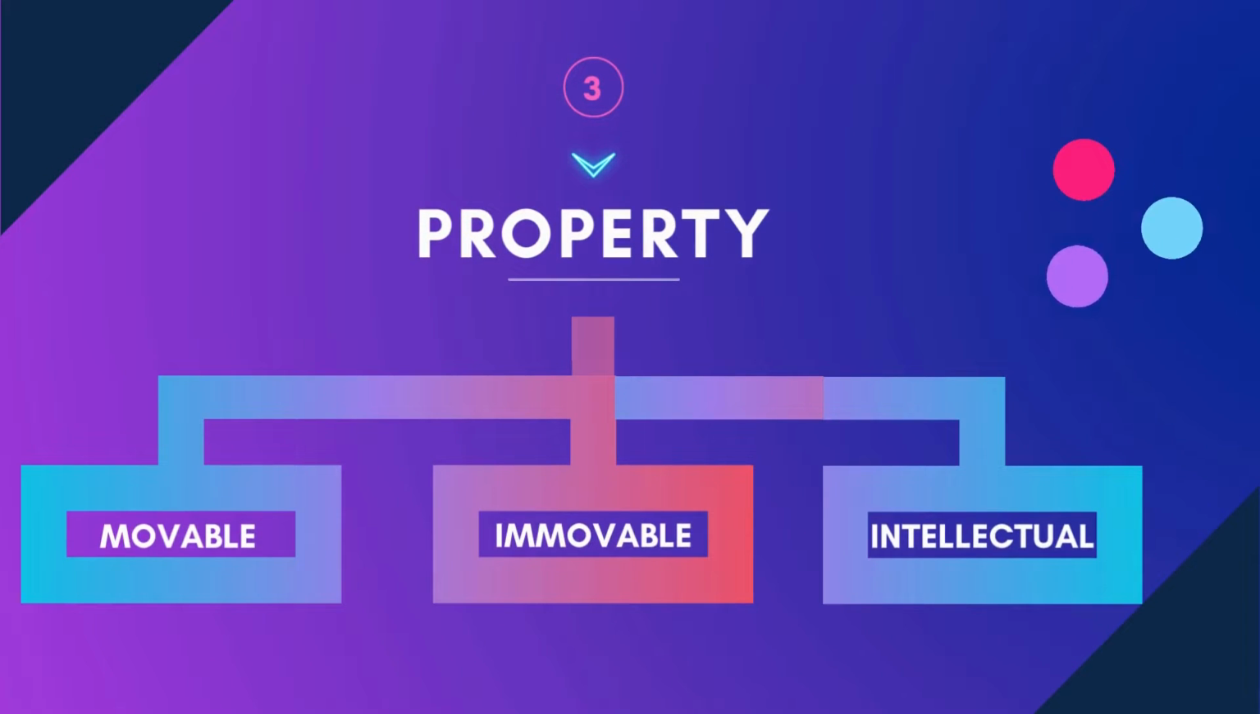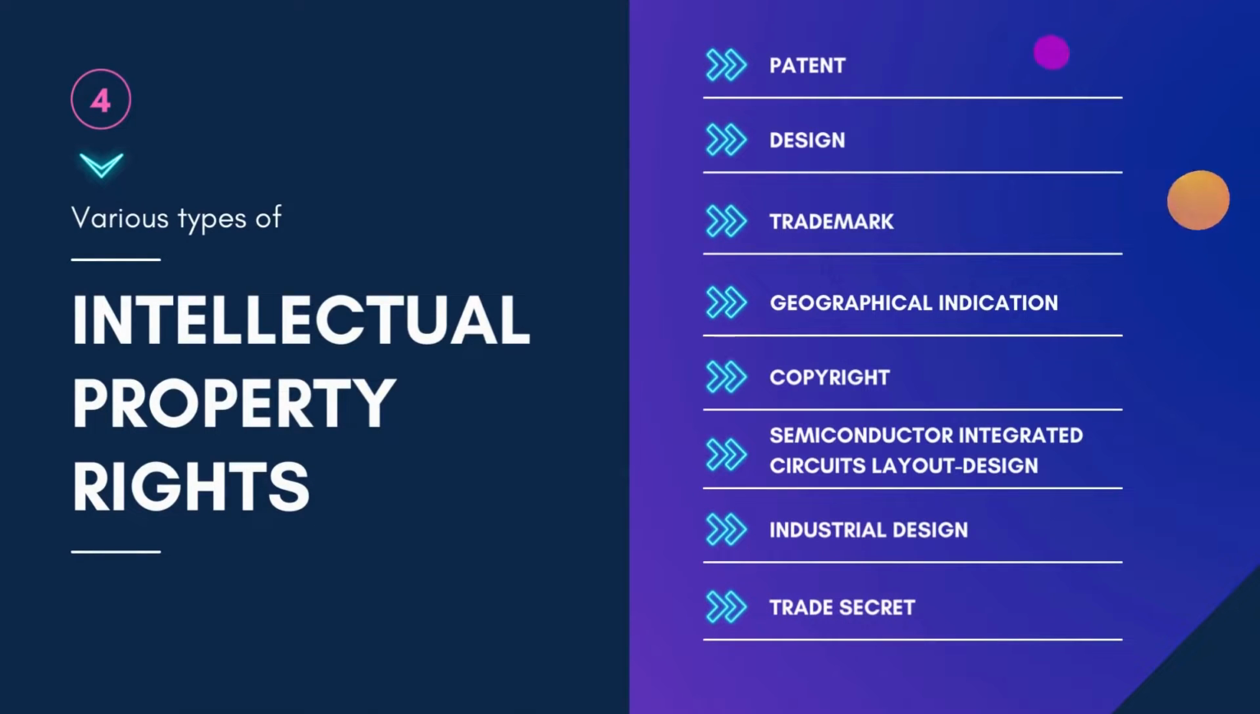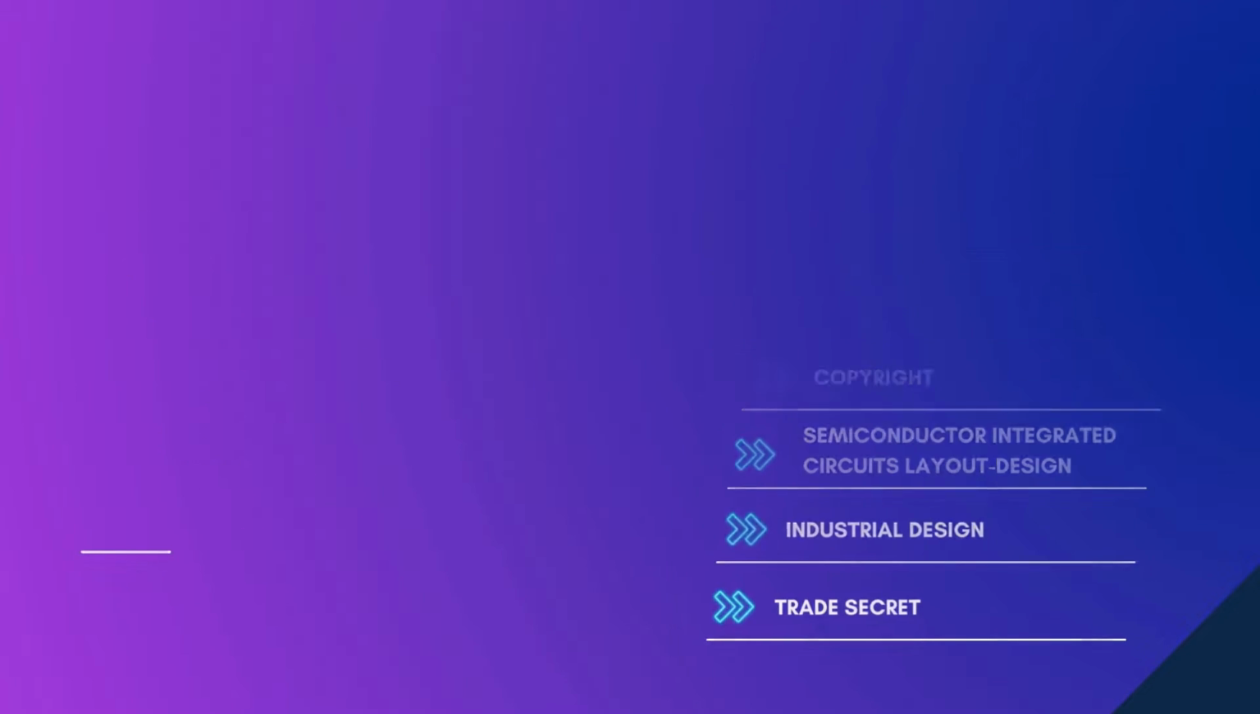Generally, a property is of three types. First, movable, such as cars and furniture. Second, immovable, such as land and buildings. Third, intellectual, such as books and inventions. The various types of intellectual property rights are patent, design, trademark, geographical indication, copyright, semiconductor integrated circuit layout design, industrial design, and trade secret.